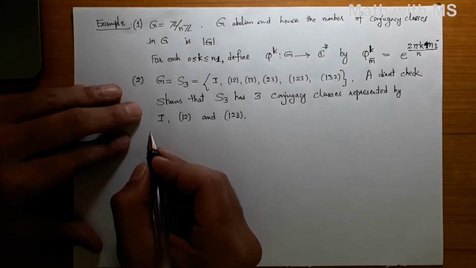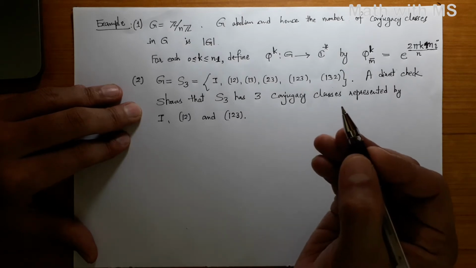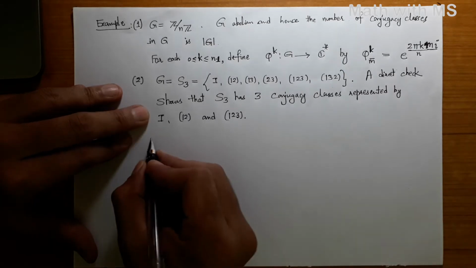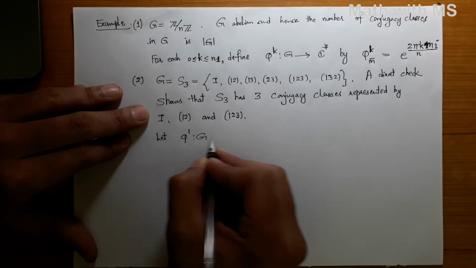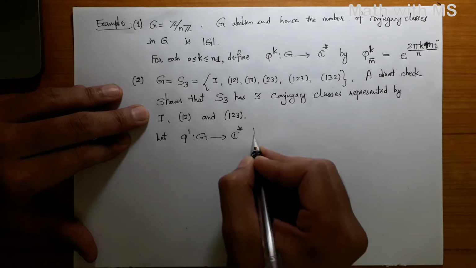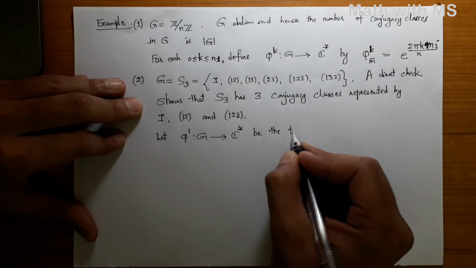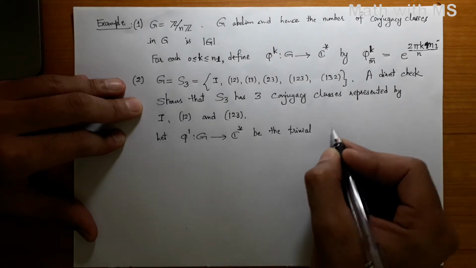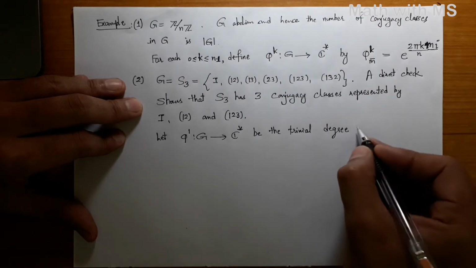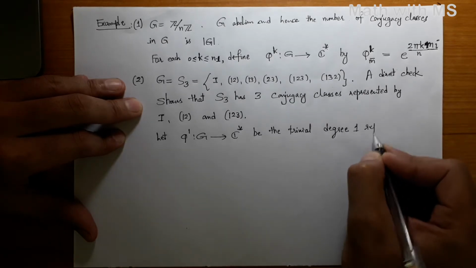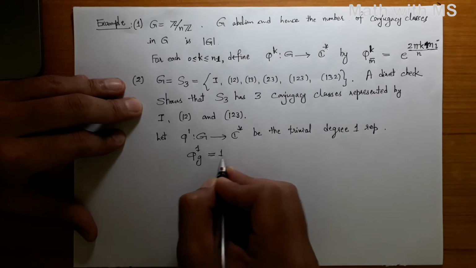Alright. So note that each group has a trivial one-dimensional representation, which is of course irreducible. So that is always there. So let phi 1 from G to C star be the trivial representation, the trivial degree 1 representation. That is, phi 1 acting on any group element is just 1.